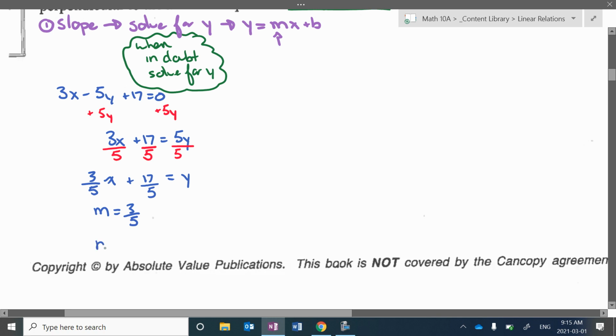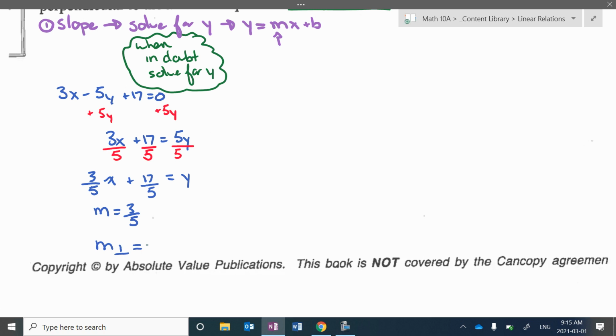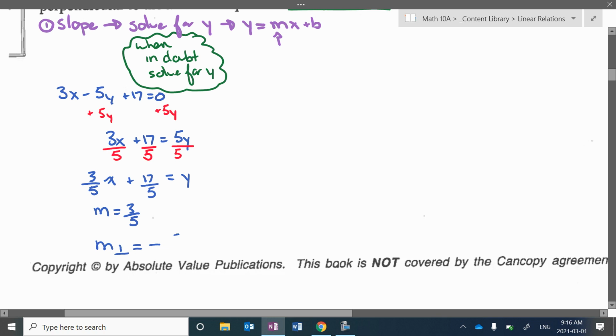The slope that we want for our new equation is perpendicular to that. So what's the slope of the line that we are developing? Good. Change our sign, so it's going to become a negative slope and reciprocate.